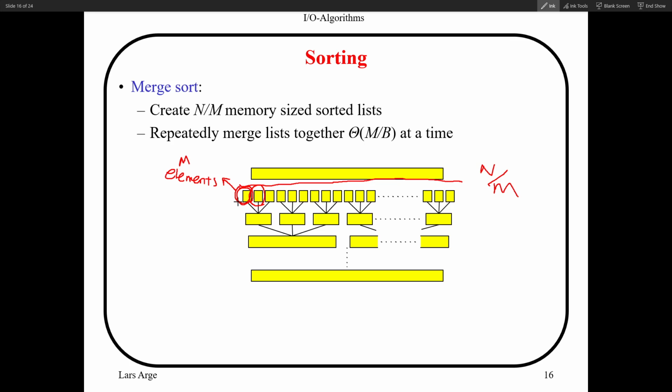Each one of these requires N over B IOs. The number of lists is N over M. So the total number of IOs is going to be this, and as you can see, this is essentially exactly equal to N over B. So with N over B block reads and N over B block writes, I can sort all of these initial lists.